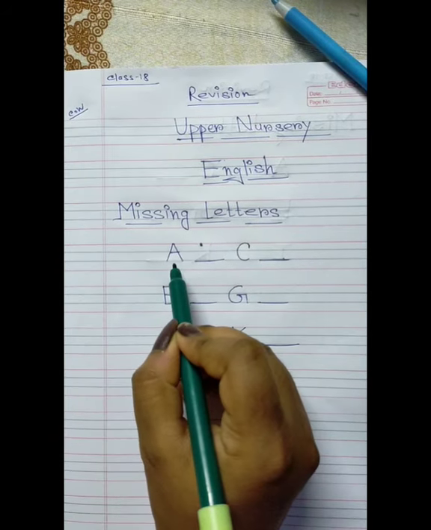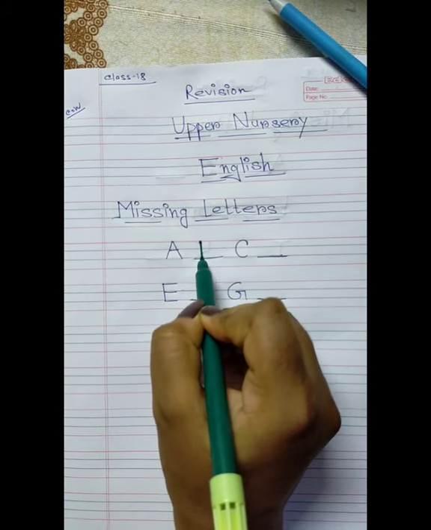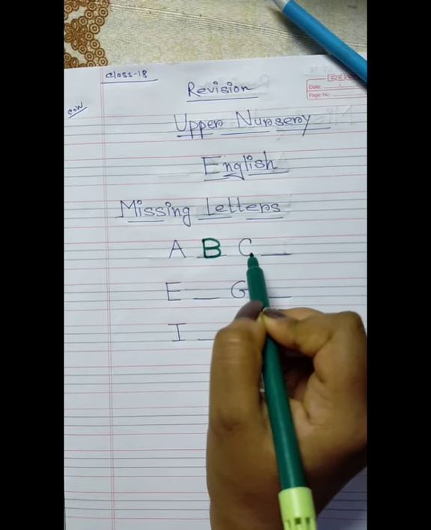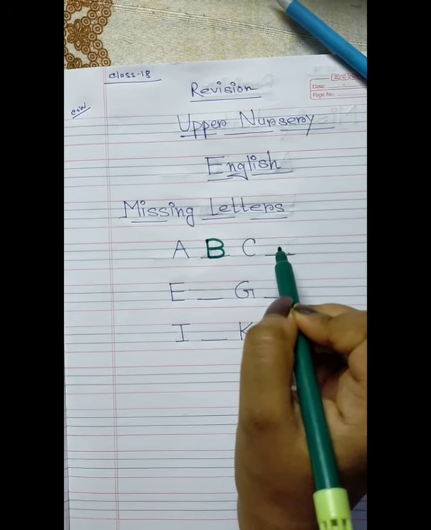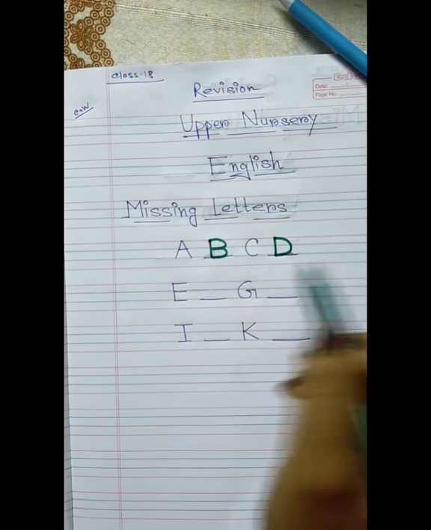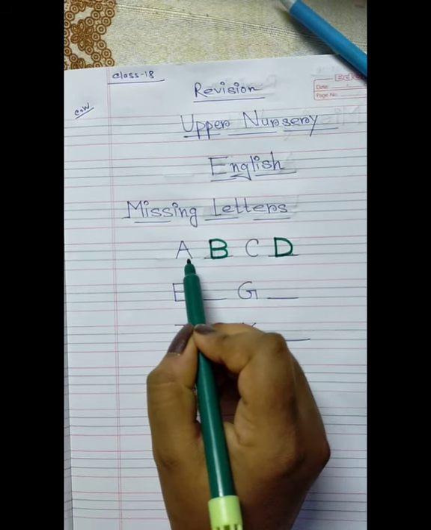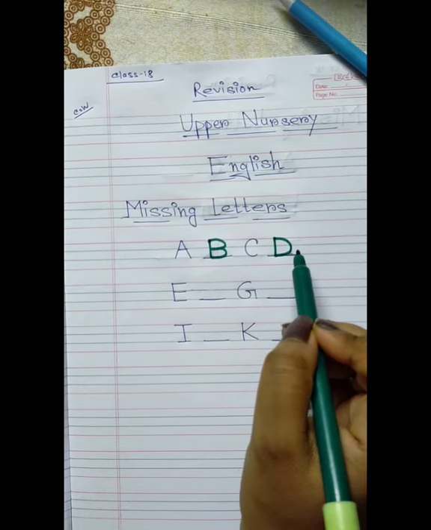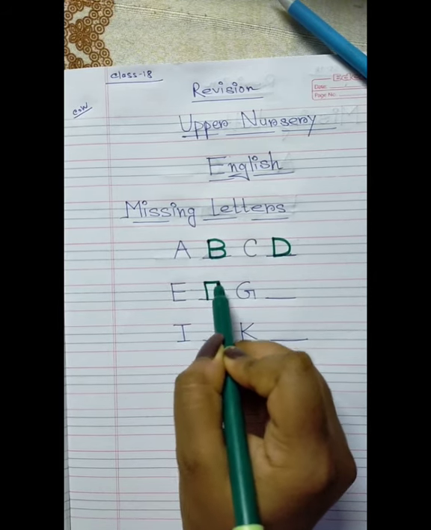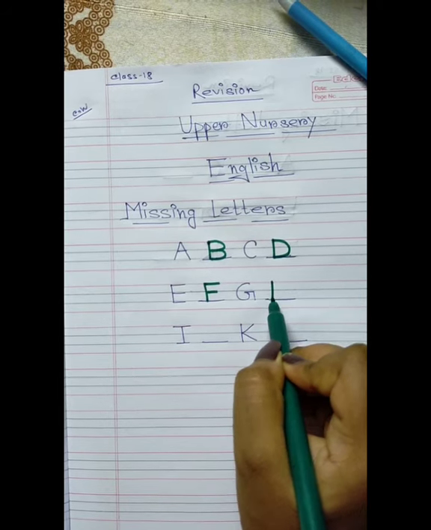So let me start. You have to tell me which alphabets will be placed in these blanks. This is A. After A it comes B. Yes. B. Then C. After C, yes, very good, D. So if you forget, start from the beginning. I have always told you, you will follow like this. A, B, C, D, E, then F. Very good. G, then H. Very good.